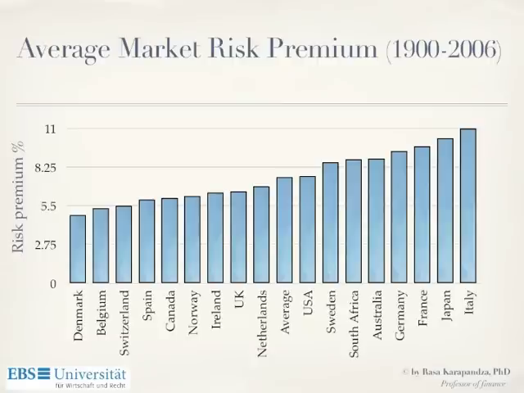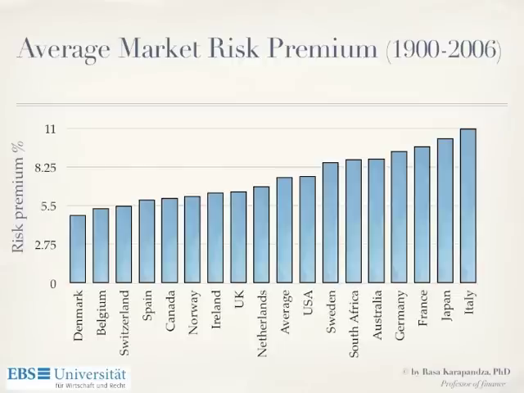It means that in Italy, over this period of time, on average, you would earn 11 percentage points more by investing in Italian stocks than by investing in Italian bonds. So for example, if Italian bonds were on average giving you 3%, then Italian stocks on average were giving you 14%. Now, does that mean that it's better to invest in Italy than in Denmark? No, it does not. Does it mean that it's better to invest in Denmark than in Italy? No, it does not. It doesn't tell you anything like that.